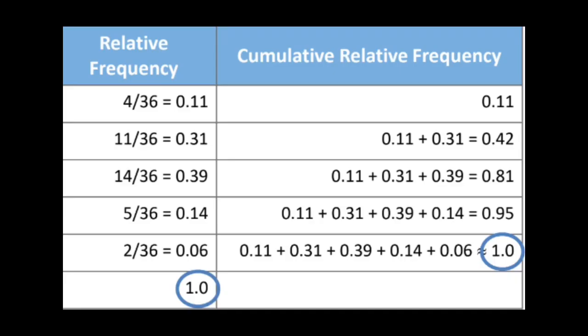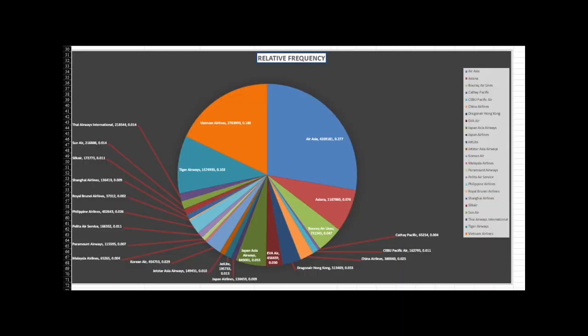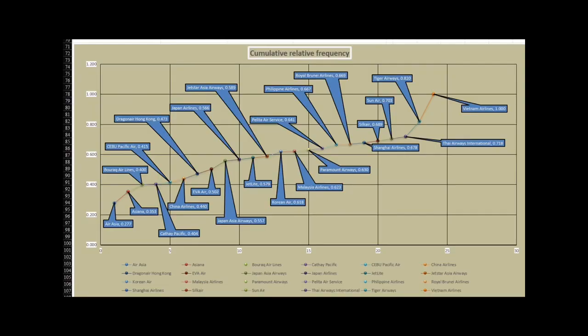The cumulative relative frequency was gained by adding the value of previous relative frequency with the next value of relative frequency. The same method is used to find the relative frequency as well as the cumulative relative frequency for the total number of international passenger traffic of all airlines in the Asia-Pacific region. I use the pie chart to represent the relative frequency for the domestic passenger traffic of all airlines, and I use the ogive to represent the cumulative relative frequency.